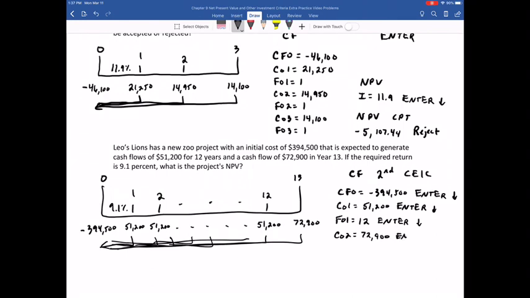Once again, I have to hit enter, and then I push the down arrow, and I see F02, and this tells me how many times that cash flow occurs consecutively, and it only occurs once, so I leave it at 1. Now that all of my cash flows are input into my cash flow register, I hit the NPV button where I see an I. The I represents my discount rate, so in this case, 9.1%.